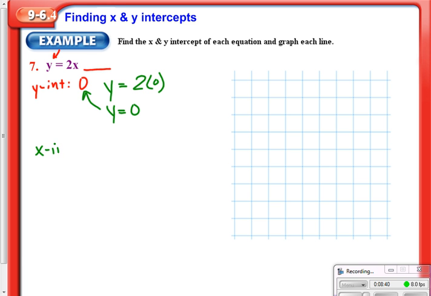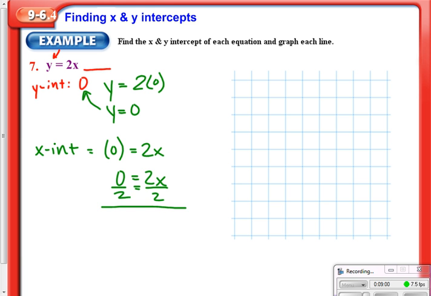Now I'm going to go ahead and figure out the x-intercept. In order to figure out your x-intercept, you have to input 0 in for y. So there's y equals 2x. So I have 0 equals 2x. Get x by itself, and I divide both of them there, and I have x equals 0. So both my x and my y-intercept are 0.